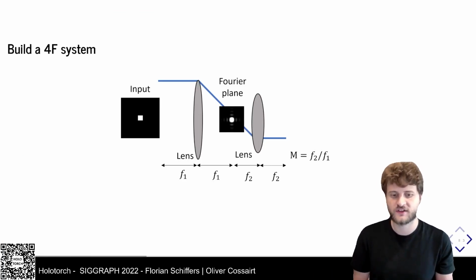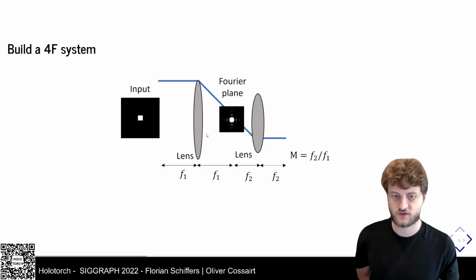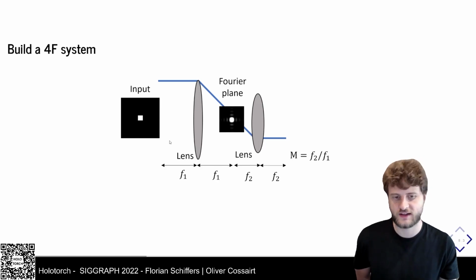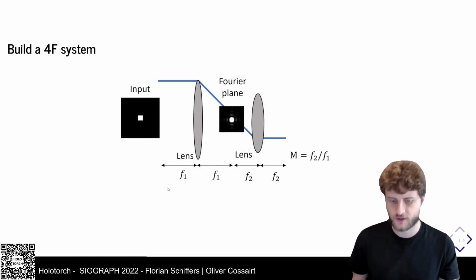Next, I would like to build a simple 4F system with HoloTorch. So a 4F system consists of 2 lenses. The first is a 2F system with the identical focal length. And then the second lens, which can be the same focal length, could also be another. And then we have magnification given by the 2 focal lengths. And in here is the Fourier transform, because the 2F system is a Fourier transform.